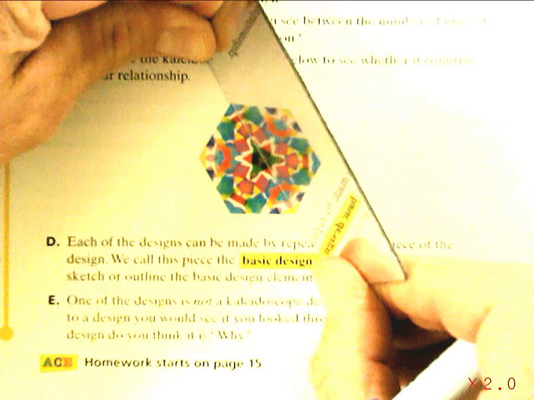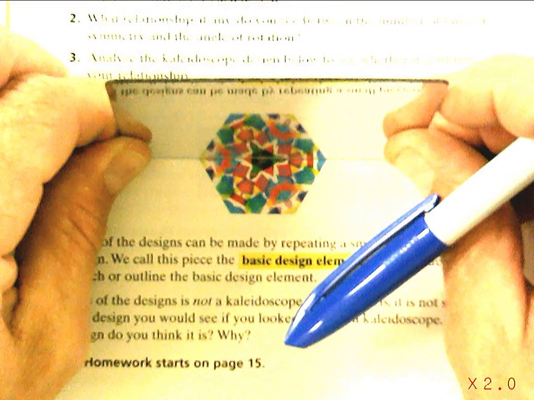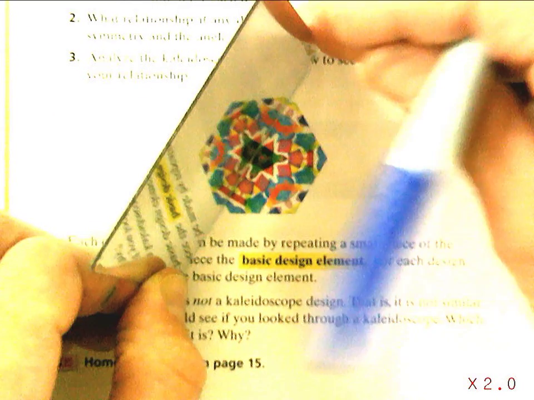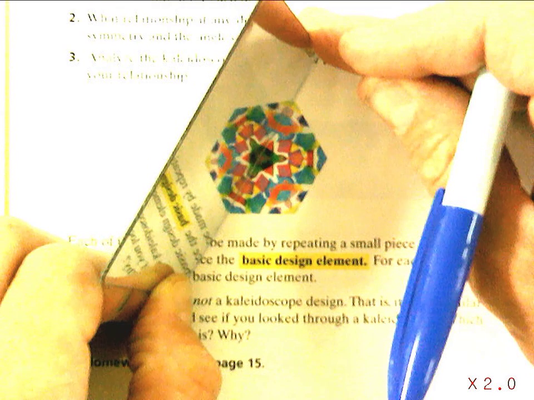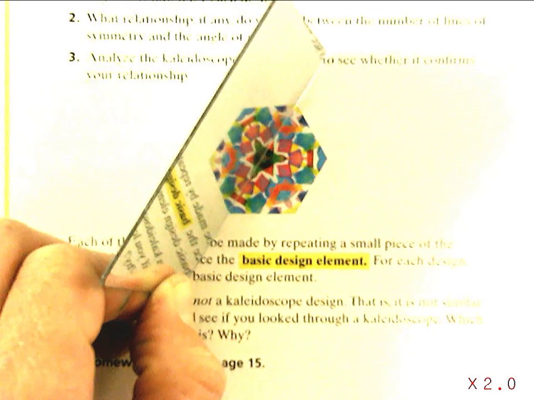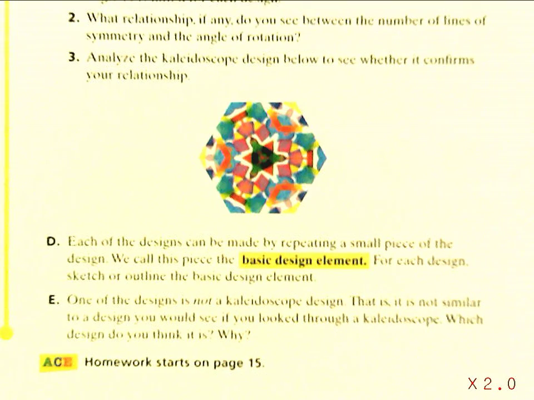So there's 1, 2, and third, 3 lines of symmetry. So 3 lines of symmetry and a 120 degree rotation. And we're going to stop there for lesson 1.3 and allow you to work on questions D and E on your own. And you can probably answer those questions pretty simply now based on the things that we've done so far in this lesson.